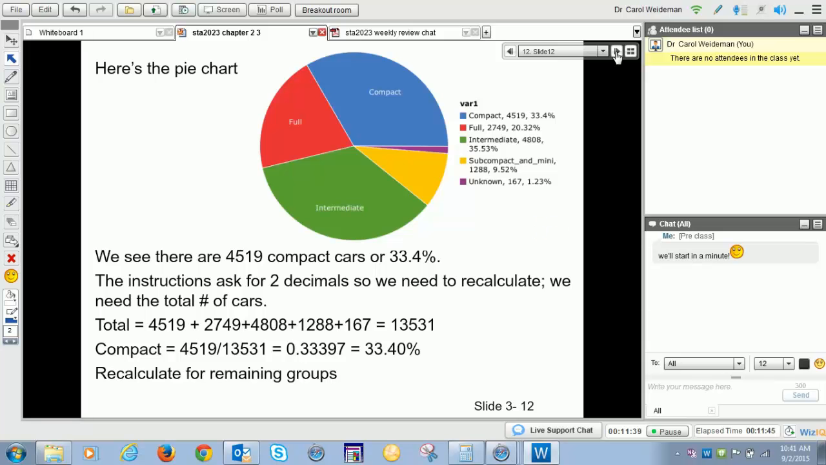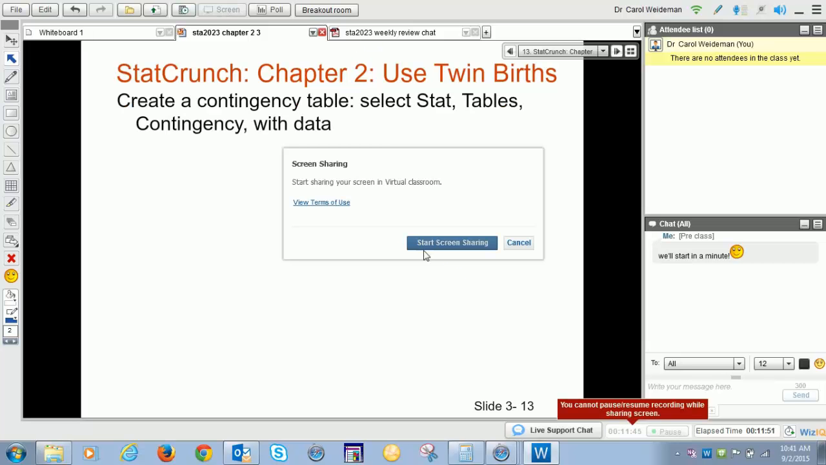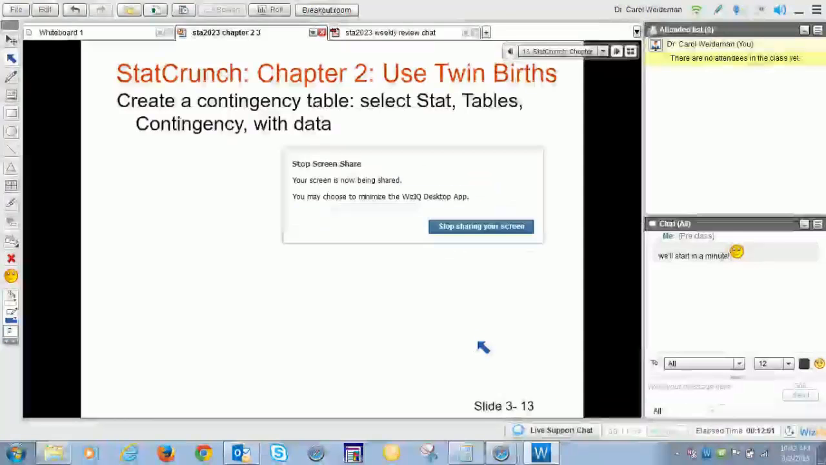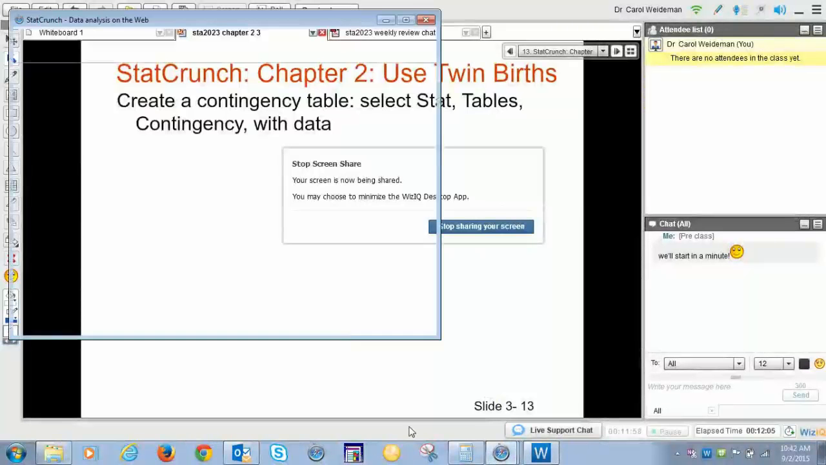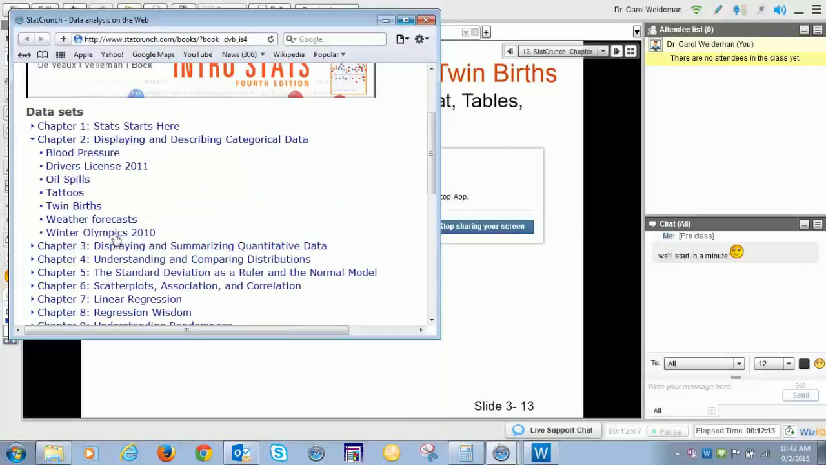All right, so I'm going to try another one. Again, I'm going to share my screen, and hopefully this one will work this time. In MyMathLab, you're going to go to StatCrunch, click on StatCrunch, and then you want to do the data sets, the textbook data sets. I'm going to go to Chapter 2, and I'm going to pick the twin births.